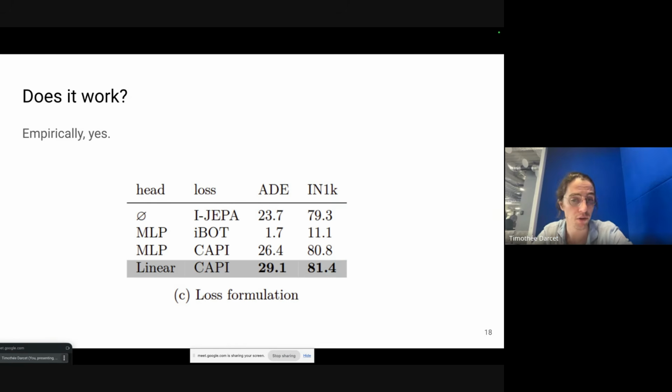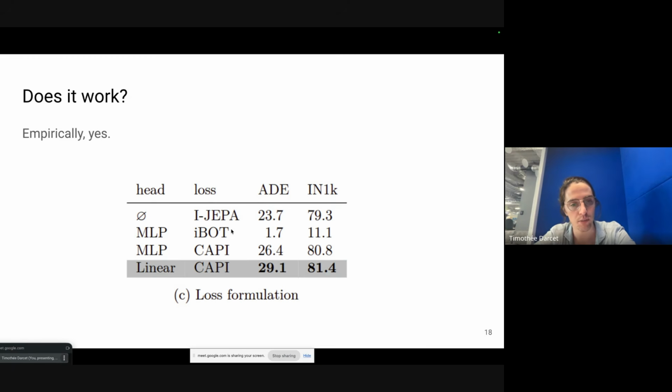So the question: does it work? Well, empirically, yes. We tried to compare the 3 different losses I described. This is an example of a direct loss: no head, just compare directly the prediction and the target with some kind of smooth L1, and it trains. It trains, just not as well.